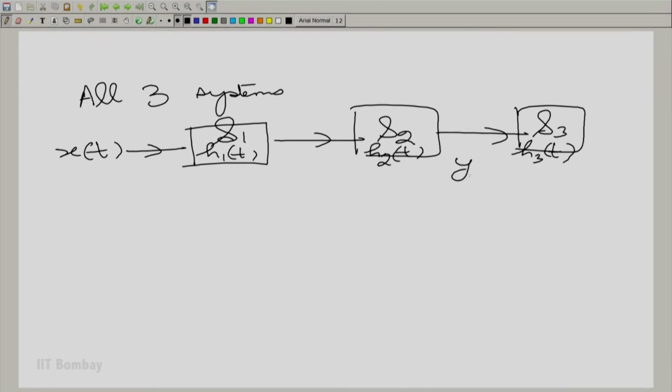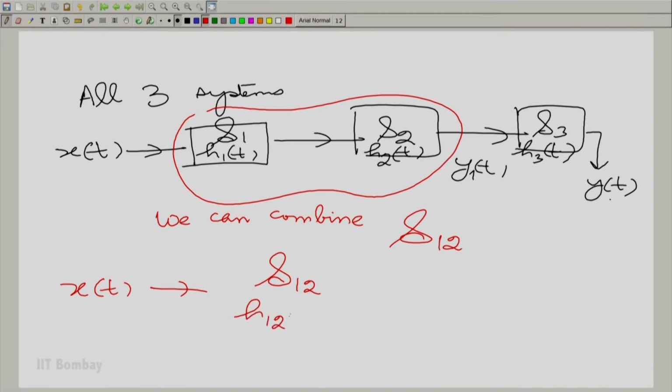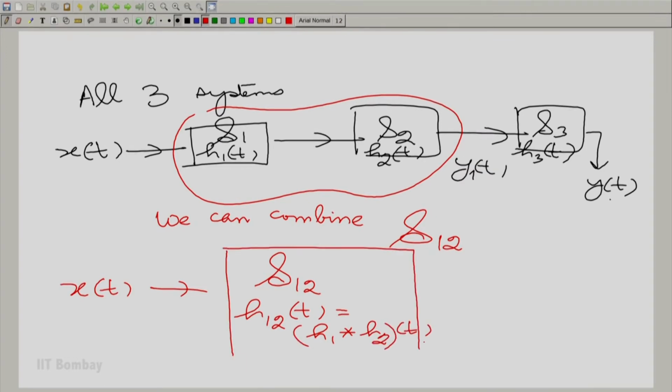And we have just called this output yt, this output y1t, and this output yt. Now, we have just seen that you could combine these two, and let us call it S12. So, we have xt given to S12 with impulse response H12t, which is H1 convolved with H2 evaluated at t, or vice versa, and then you have S3 still.